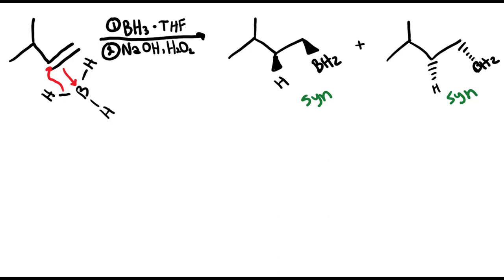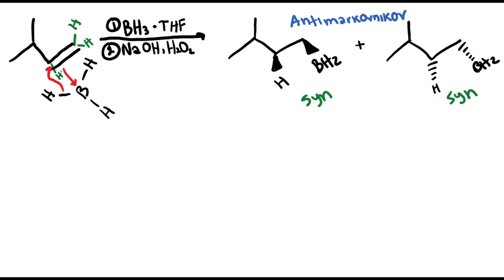The other thing is this reaction is anti-Markovnikov. What anti-Markovnikov means is that instead of adding the hydrogen to whichever side of the double bond had more hydrogens, we're doing the exact opposite. We're adding the hydrogen to whichever side of the double bond had less hydrogens. So let's go back to the double bond. The right side had 2 hydrogens. The left side here only had 1 hydrogen. And so we're going to add our hydrogen to the left side of the double bond in this case.